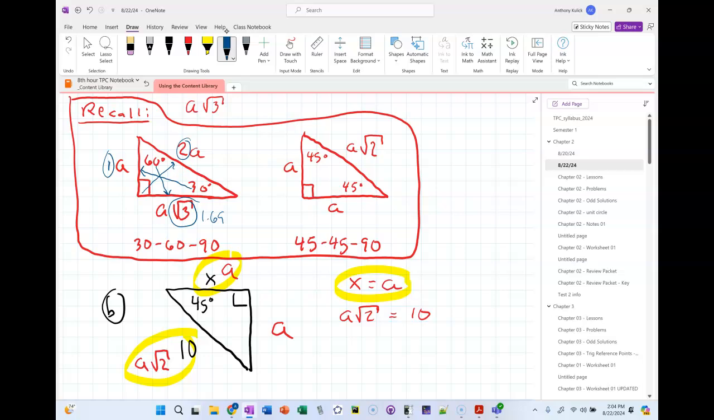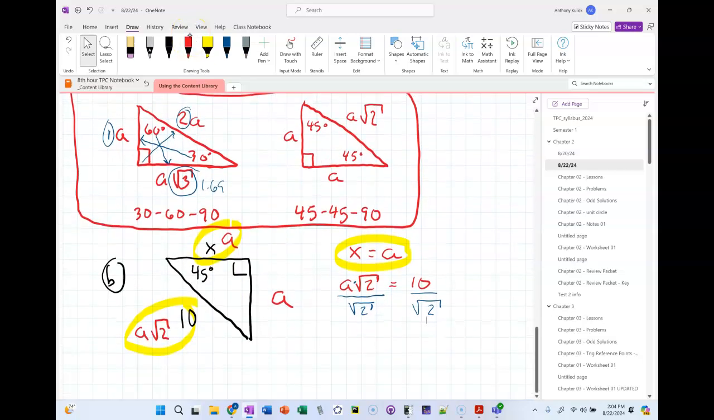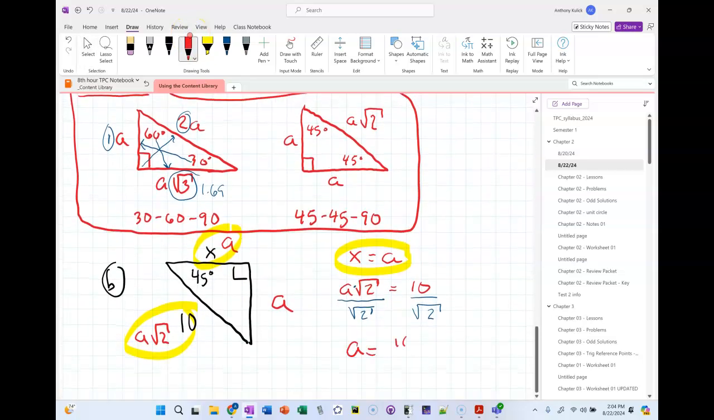Divide by square root 2. Yeah, so remember there's a multiplication symbol in between those, so we can divide by square root 2. Does that feel okay? So I have then A is equal to 10 over square root 2.